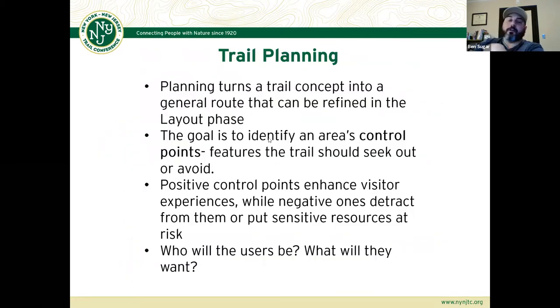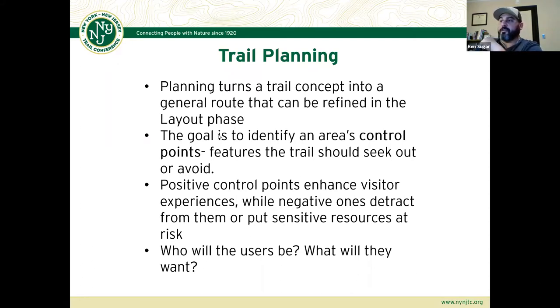So trail concept, I think, is pretty simple. So we'll talk about planning first. Again, it's how you start to implement that broad abstract concept for what you want it to be into something that can actually exist on the ground. So it becomes a general route, usually in planning documents. You'll often see something as a dashed line on a map with arrows going one place or another, because it hasn't really been vetted on the ground yet.